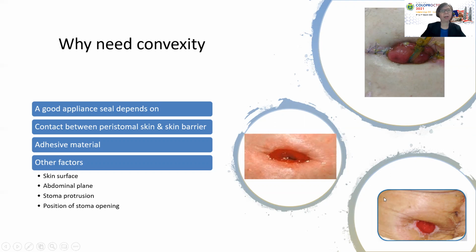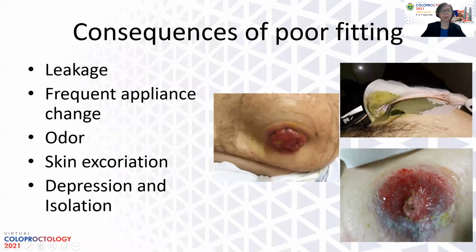Now let us look at other areas of convexity. With a skin barrier that is not fitting well, these are the consequences. The leaking will become very frequent. So whenever there's leaking, if they don't change, they will have skin excoriation. If they change, they have to change very frequently. If they don't change, the output staying on the wafer or the skin barrier will cause odor and skin excoriation. When excoriation happens, then the vicious cycle starts.